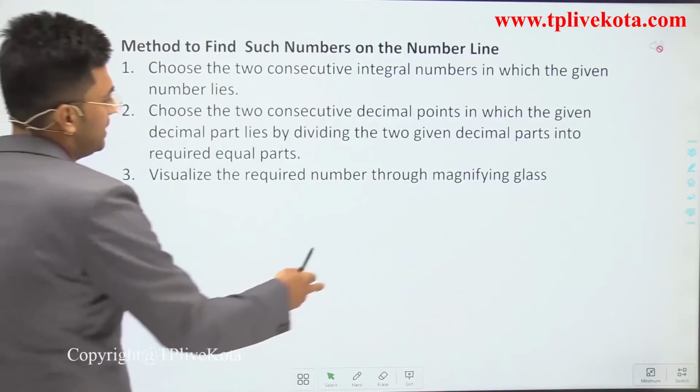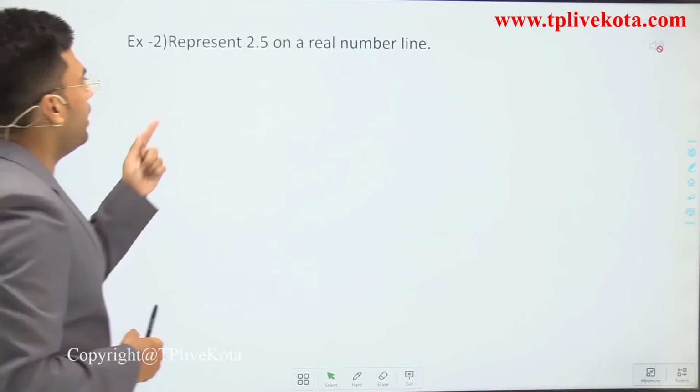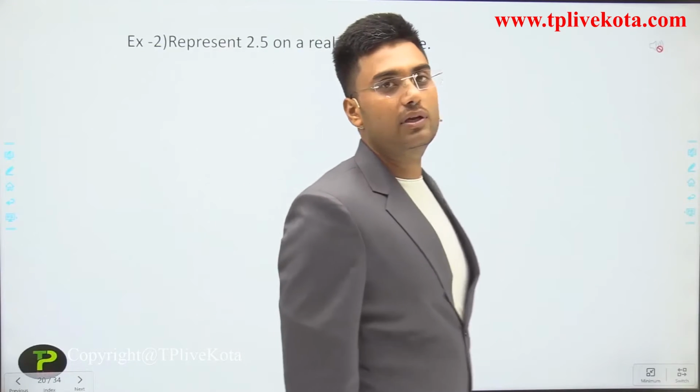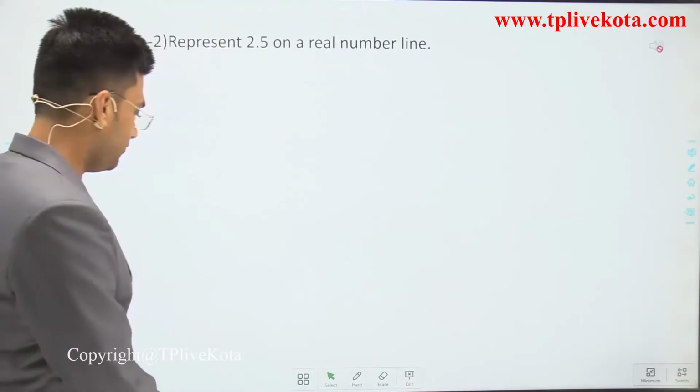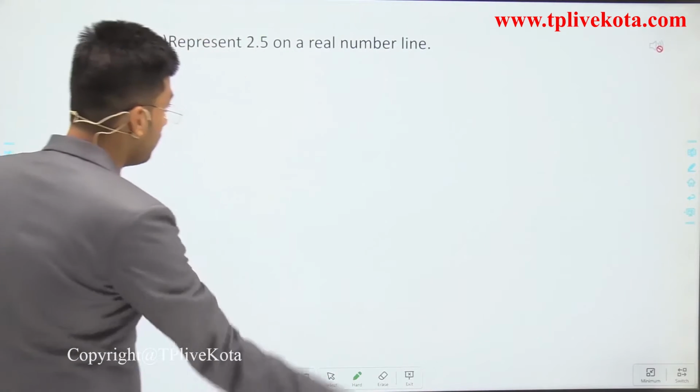Okay, let's understand with an example. You have to represent 2.5 on the real number line. Okay, now first of all, the first process is to draw the number line.